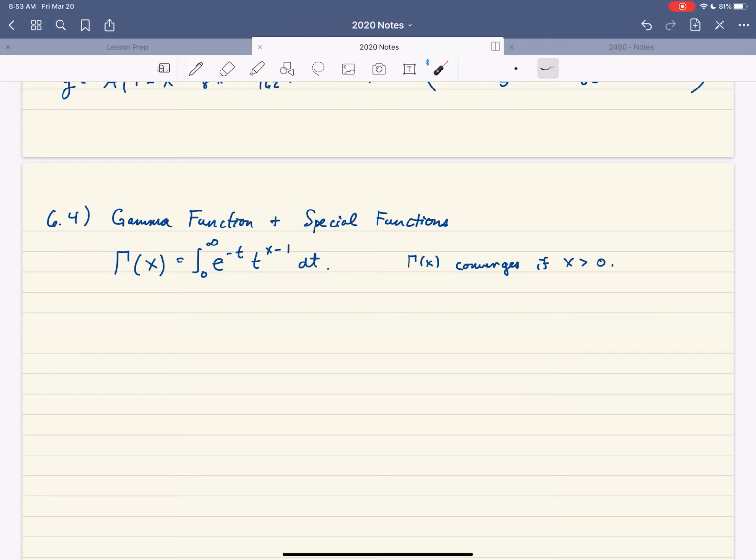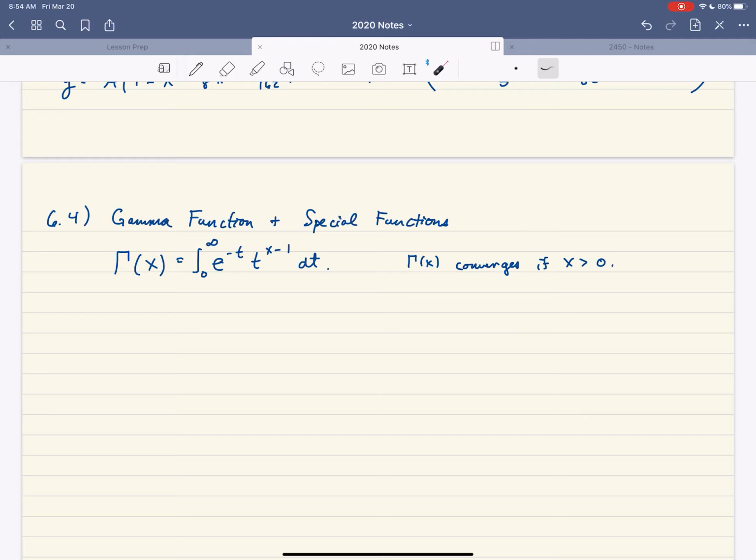So if x is 1/2, this is going to be e to the minus t times t to the negative 1/2. And this e to the minus t is going to be basically negligible if t is near 0, right? That's basically going to be 1 if t is small. But this is t to the negative 1/2. And if you remember, the integral of t to the p, if you integrate from t going from 0 to 1, that converges as long as p is bigger than negative 1. So here we want our exponent to be bigger than negative 1. That means that x has to be positive.